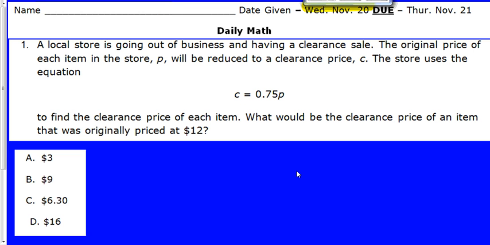Looking at Wednesdays, a local store is going out of business and having a clearance sale. The original price of the item in the store, P, is reduced to the clearance price, C. The store uses the equation C equals 0.75 times P, or 75 hundredths times P, to find the clearance price of the item. What would be the clearance price of the item that was originally priced for $12?